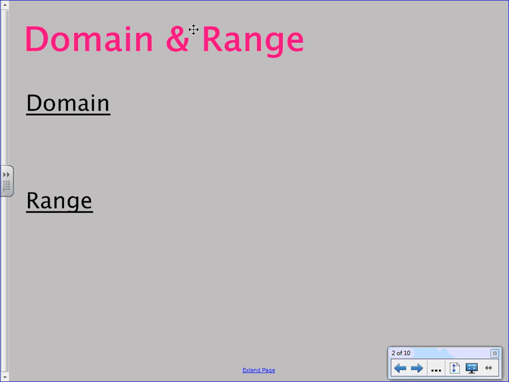Okay. The first thing we need to talk about is domain and range. Domain and range is one of the most important things that we're going to talk about today.